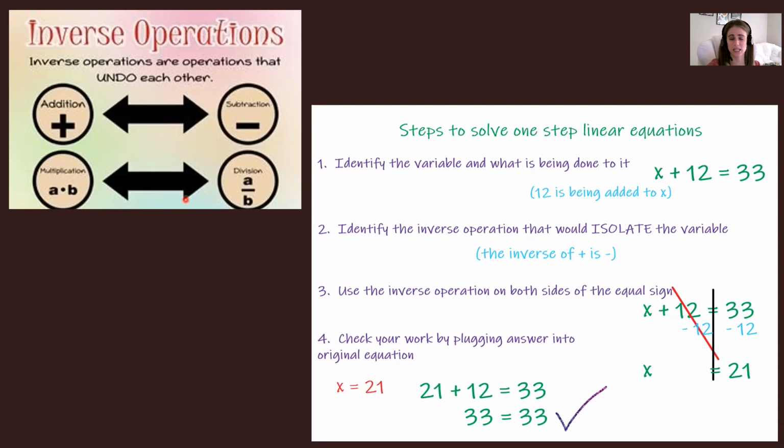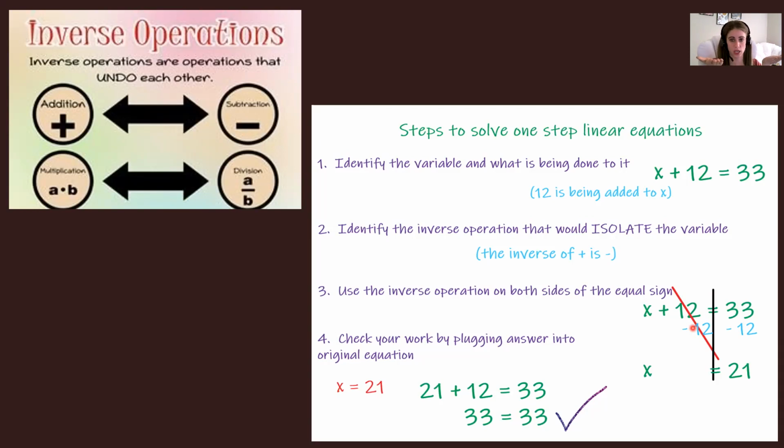So once you identify your variable and you identify the operation, so in this case, 12 is being added to it, then we know, okay, to isolate that X, to get that 12 over to the other side of the equal sign, we need to do the inverse. The inverse of adding 12 would be subtracting 12. So we are going to subtract 12 to move it over, to isolate that variable.